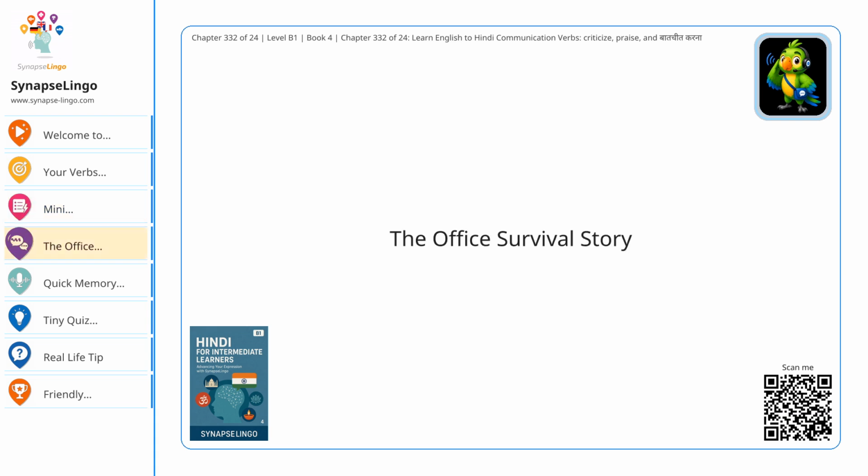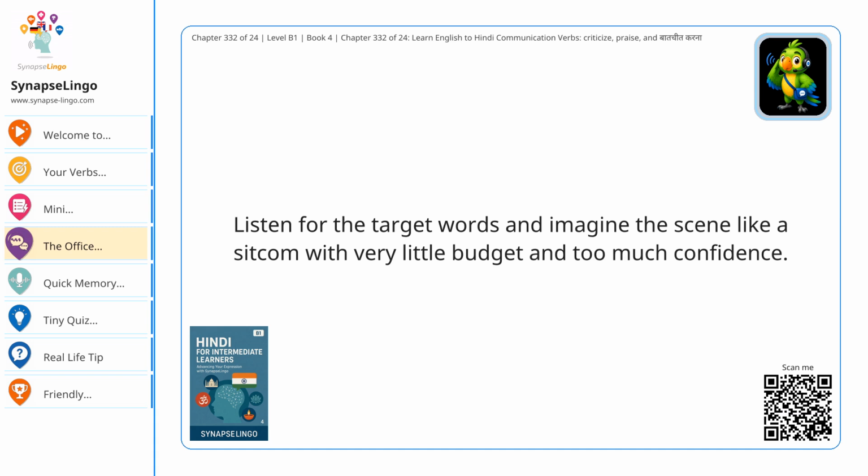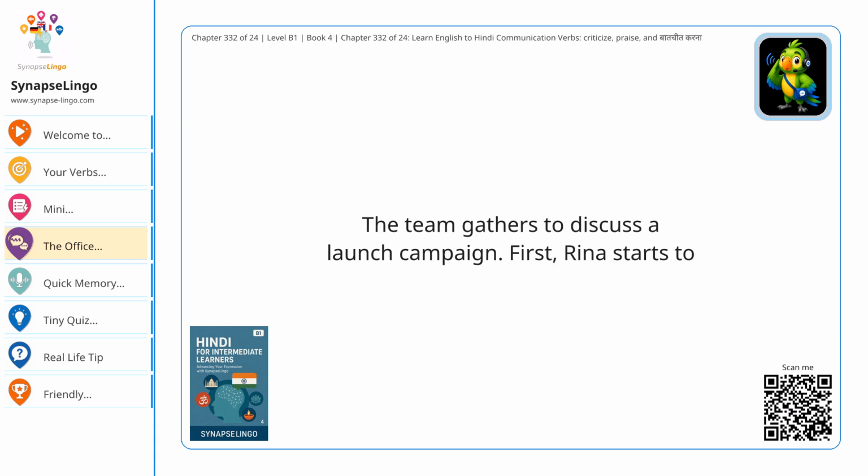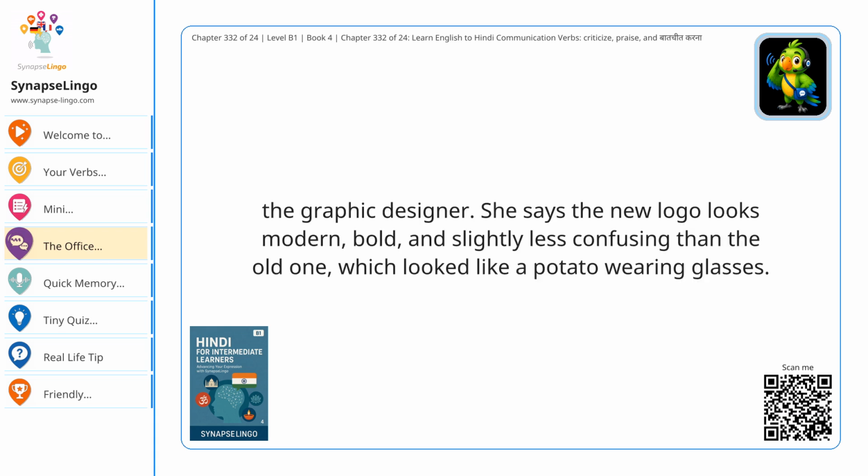The Office Survival Story. Time for a bigger story. Listen for the target words and imagine the scene like a sitcom with very little budget and too much confidence. You are now officially part of Team Thunder Mango, a startup with 1 app, 4 opinions, and 0 calm. The team gathers to discuss a launch campaign. First, Reena starts to प्रशंसा करना the graphic designer. She says the new logo looks modern, bold, and slightly less confusing than the old one, which looked like a potato wearing glasses.